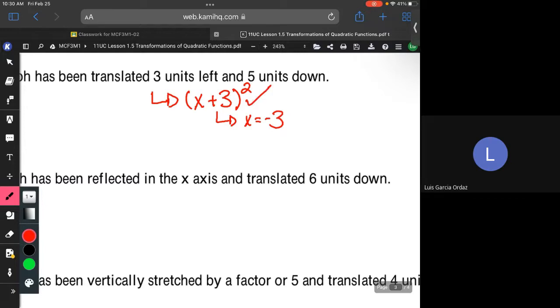Now 5 units down means my k is what? So if I were to put this all together, my equation becomes f of x is equal to, there's no a, so we can leave that by itself. So if it goes down, it's negative, and if it goes left, the bracket is positive. Yes? So we don't have to write. No, when there's no a, that means a is automatically 1.